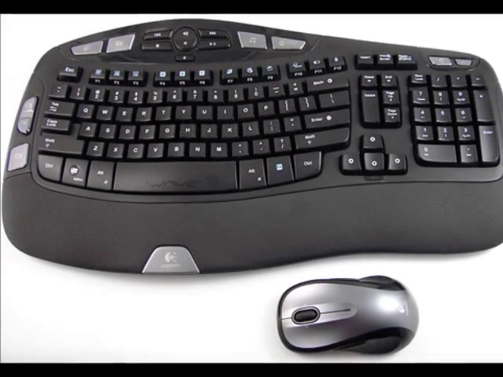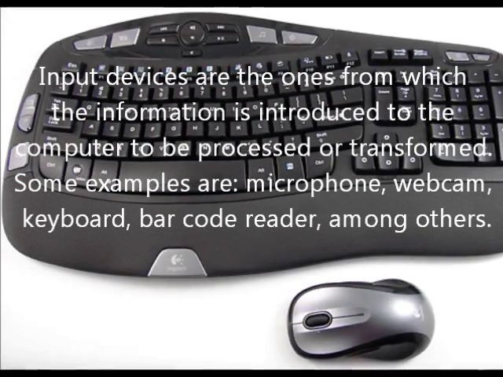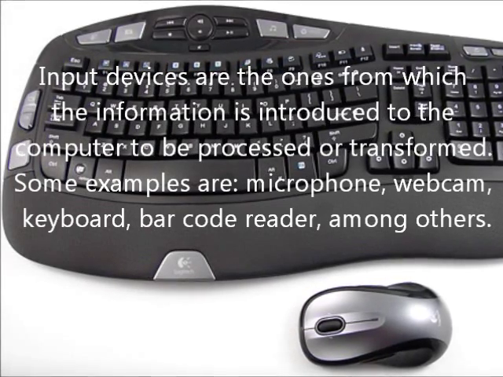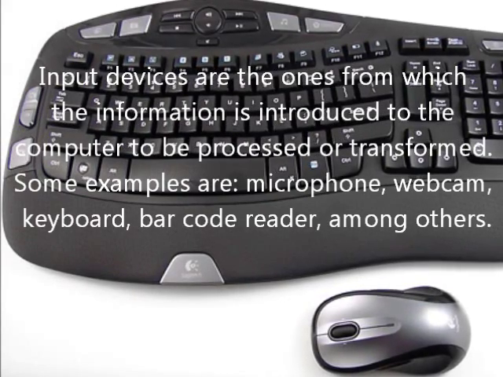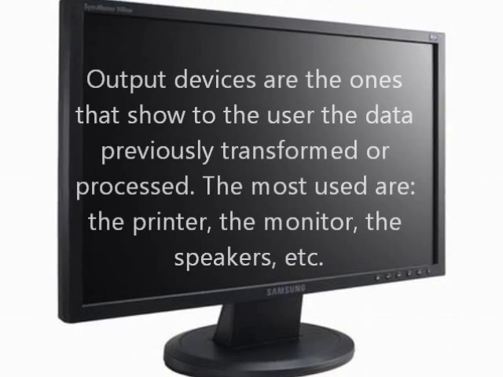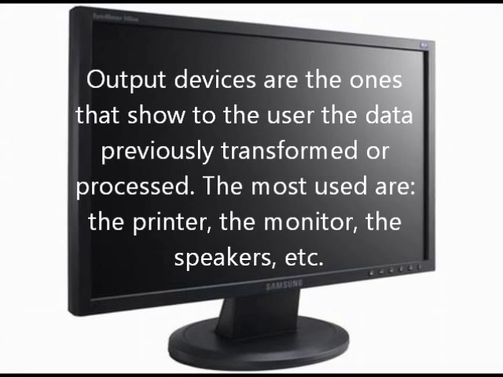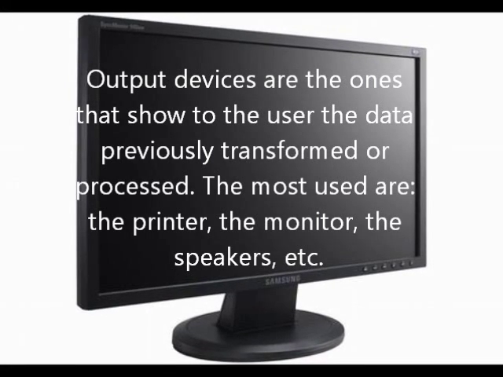Input devices. Input devices are the ones from which the information is introduced to the computer to be processed or transformed. Some examples are microphone, webcam, keyboard, barcode reader, among others. Output devices. Output devices are the ones that show to the user the data previously transformed or processed. The most used are the printer, the monitor, the speakers, etc.